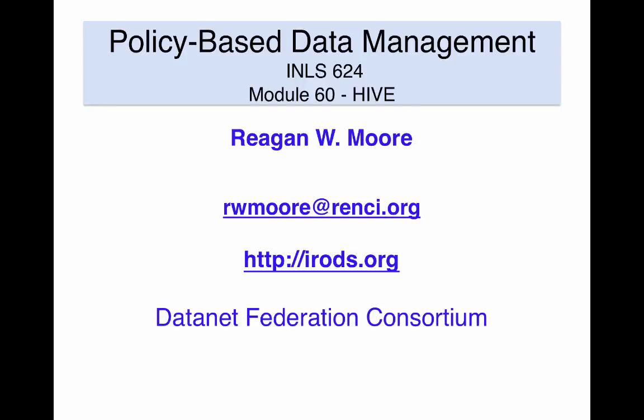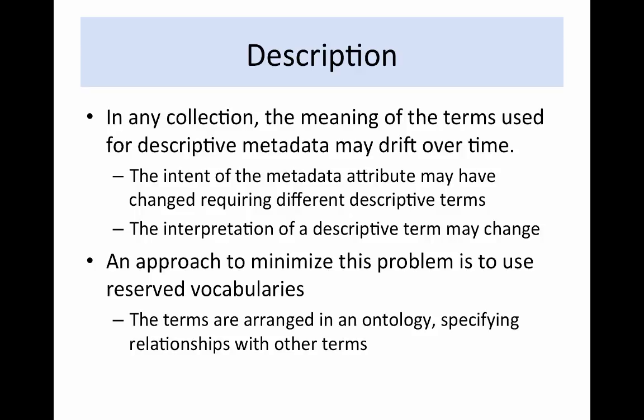The Helping Interdisciplinary Vocabulary Engineering system is used to manage the ontologies and reserved vocabularies for disciplines. In any collection, the meaning of terms used for descriptive metadata may drift over time. At the start of the term, students assign metadata attribute names and select words to use for the attribute values.